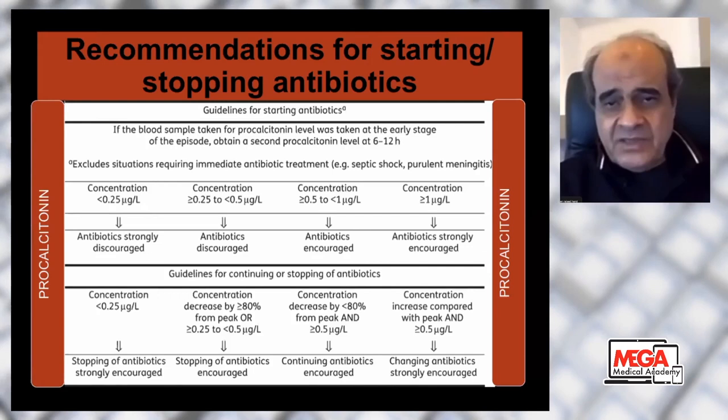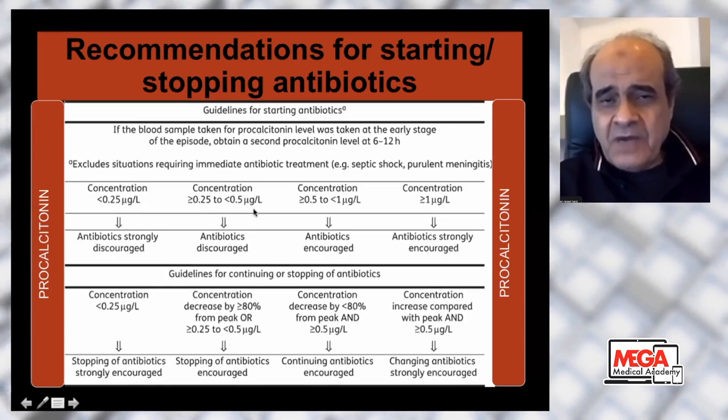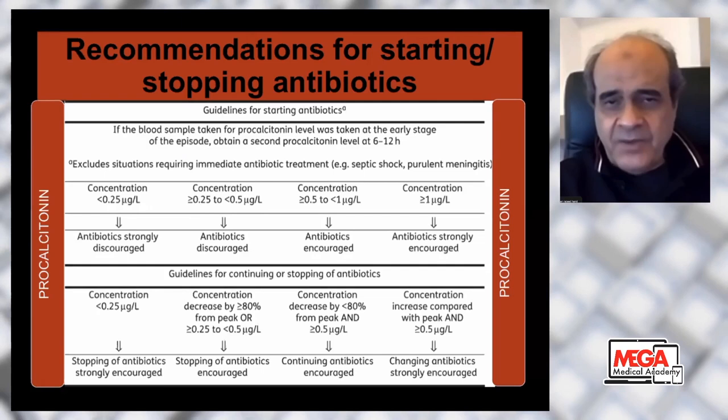Mostly we select the value of 0.25 to 0.5 microgram per liter, and according to which we can continue our antibiotic if the patient is exhibiting improvement and decreasing procalcitonin.